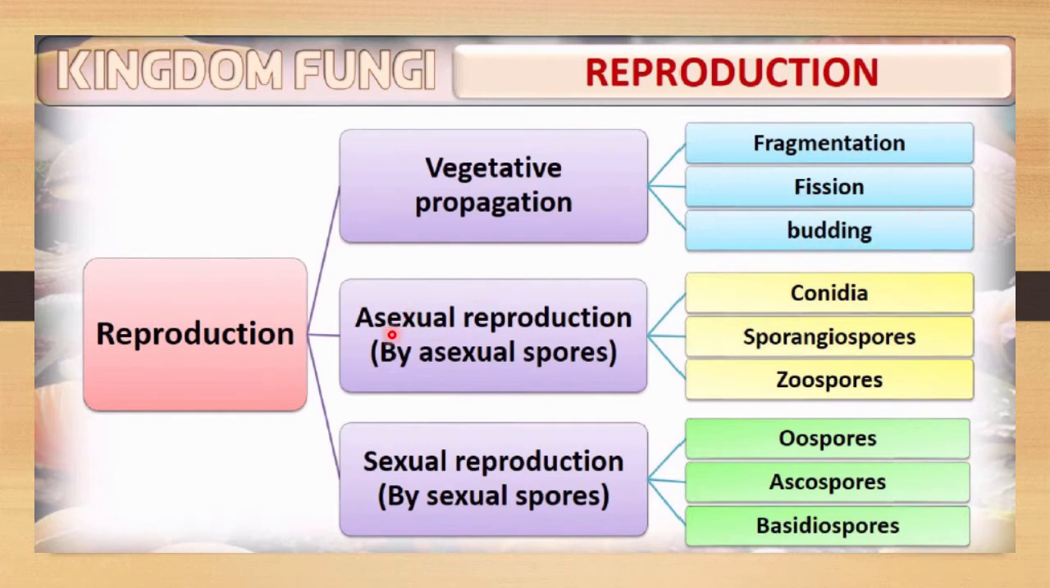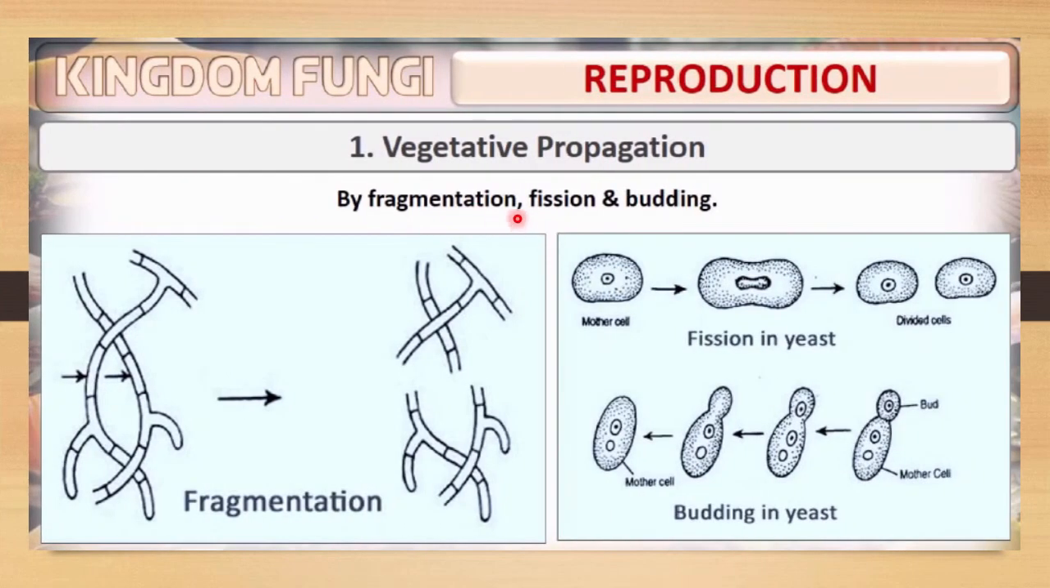The second type is asexual reproduction, by asexual spores. Here you will observe three kinds of spores: conidia, sporangiospores, and zoospores. Finally, sexual reproduction is also shown by this type of organism, and that is by sexual spores, which include oospores, ascospores, and basidiospores. Now we will discuss them one by one in detail. The first method of reproduction is vegetative propagation, by fragmentation, fission, and budding.